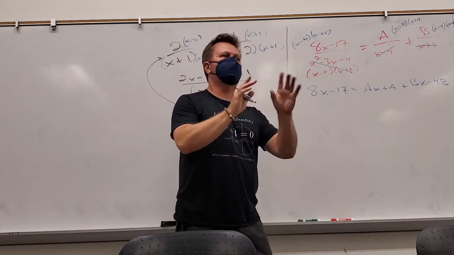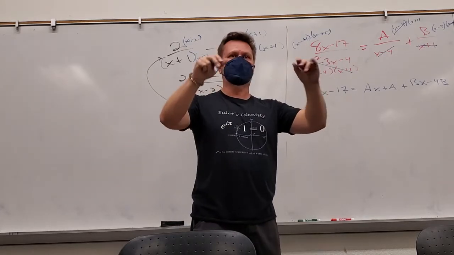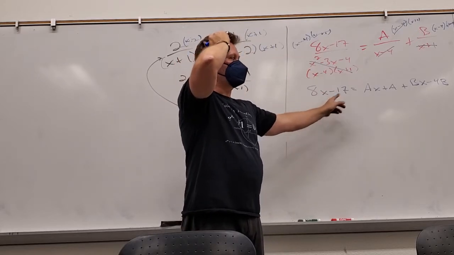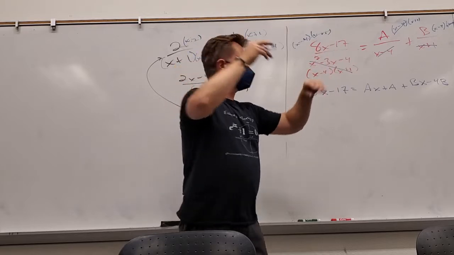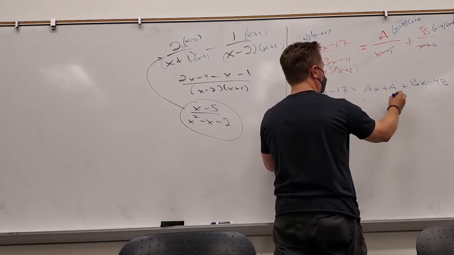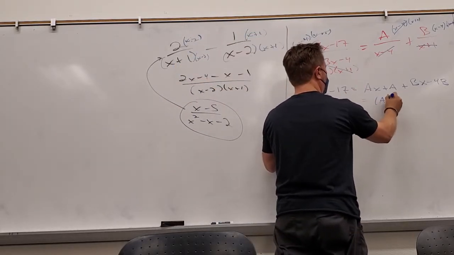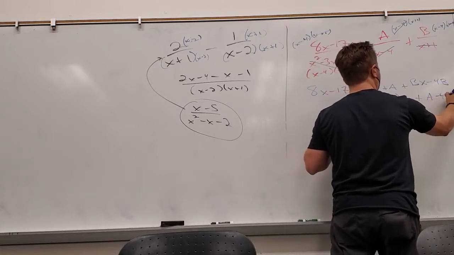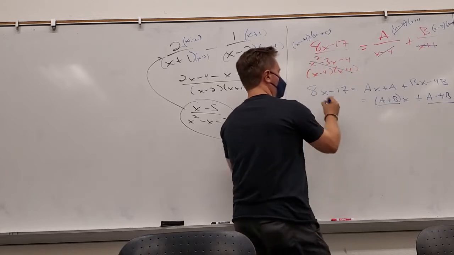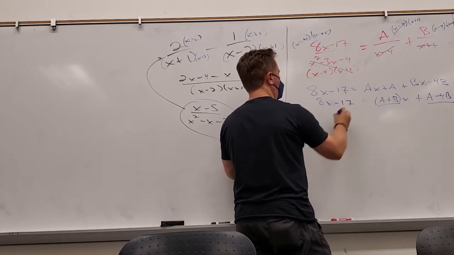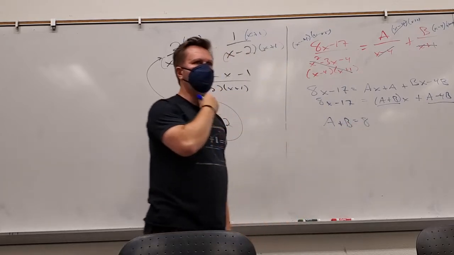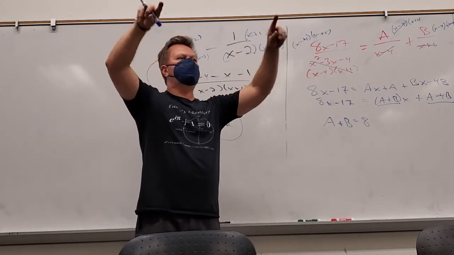Now watch this. This is so cool. This is one of the coolest steps. What's in front of the x on this side? What's in front of the x on that side if you combine stuff? A plus B. Be very specific. A plus B is in front of the x. And what kind of constant term is that? So what must A plus B be? 8. And that's called equating coefficients.